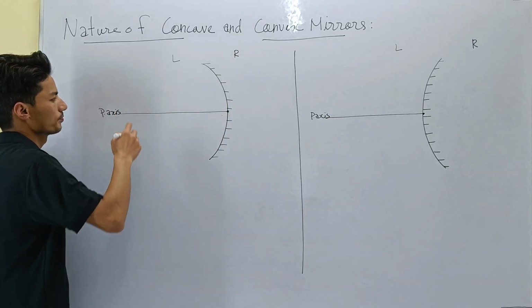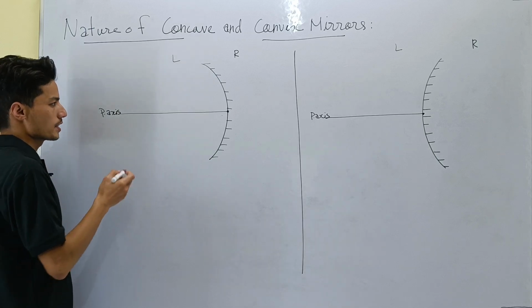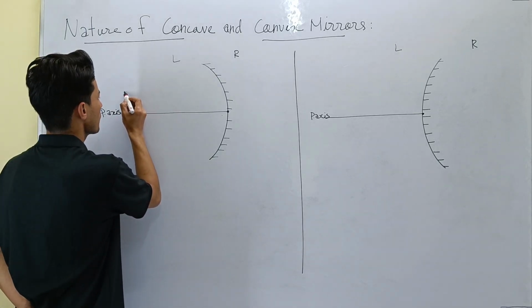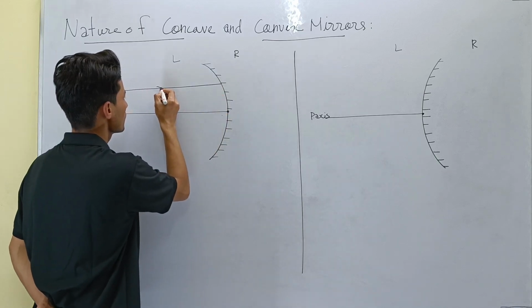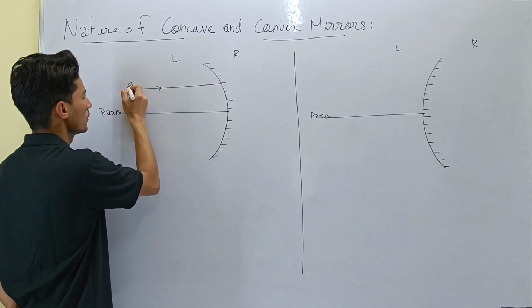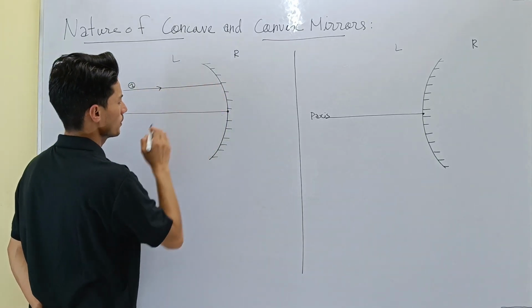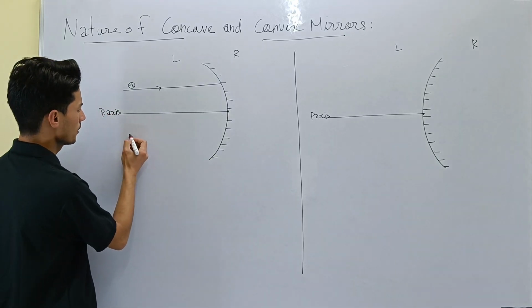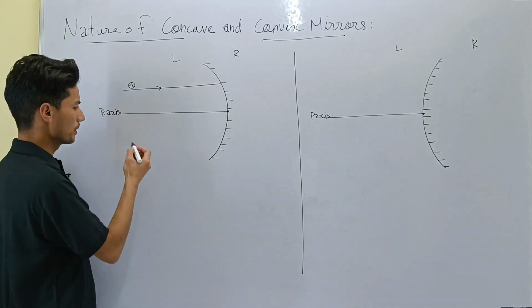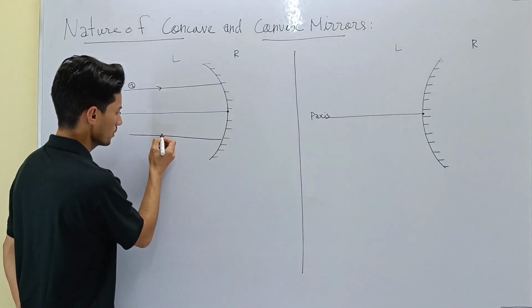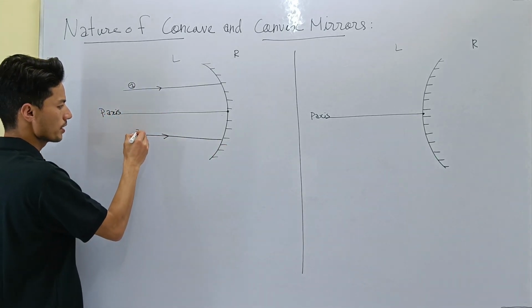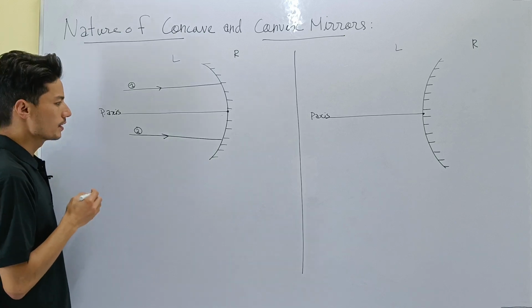Now let us draw light rays, okay. So let's say a ray of light is traveling towards the mirror. This is a ray of light, ray number 1. So it's traveling towards the mirror. Then let's take another ray. We can take many rays, but 2 rays will be enough. So let's take another ray traveling towards the mirror. This is ray number 2.